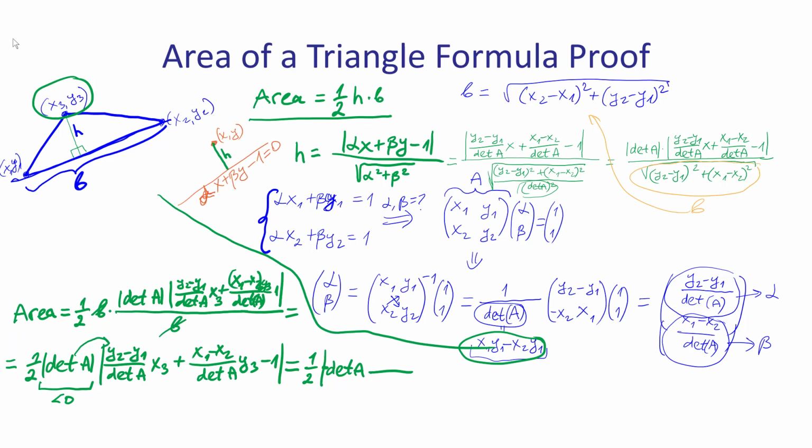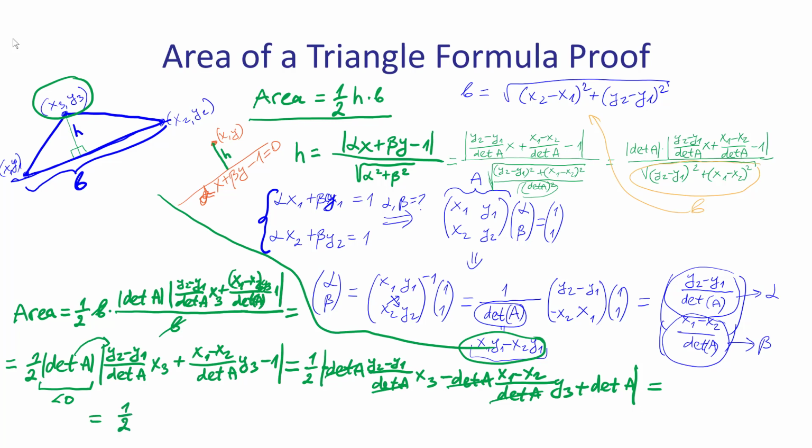multiplied by y2 minus y1 det a x3 minus again det a multiplied by x1 minus x2 divided by det a y3, and minus, which converts into plus det A. So those are cancelled, and this is what we get from here.